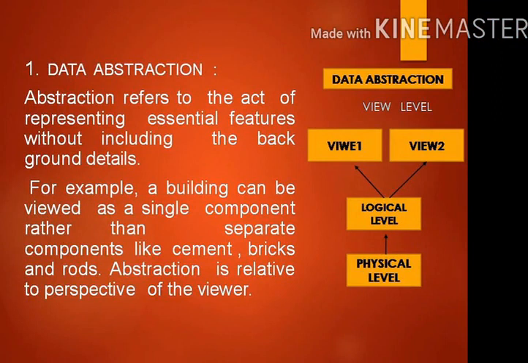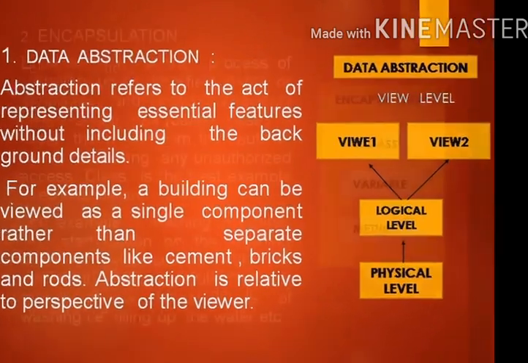The next slide is about data abstraction. What is data abstraction? Abstraction refers to the act of representing essential features without including the background details. For example, a building can be viewed as a single component rather than separate components like cement, bricks, and rod. Abstraction is relative to perspective of the viewer.